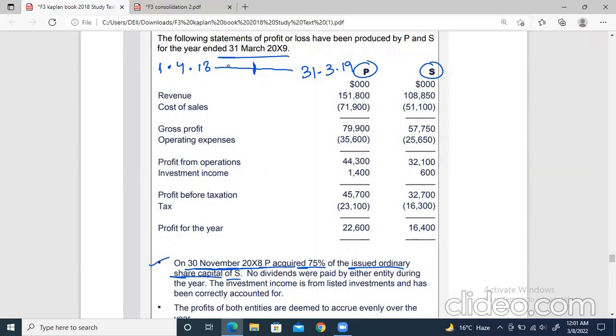Now, let's count the months. November has passed. So December, January, February, and March, only 4 months are on this side. And the remaining 8 months, we don't have to consider because we purchased after this date. This is the date from which we'll consider the time period. So for every subsidiary item, what we have to do is 4 by 12 for everything. So this was the mid-year acquisition concept.